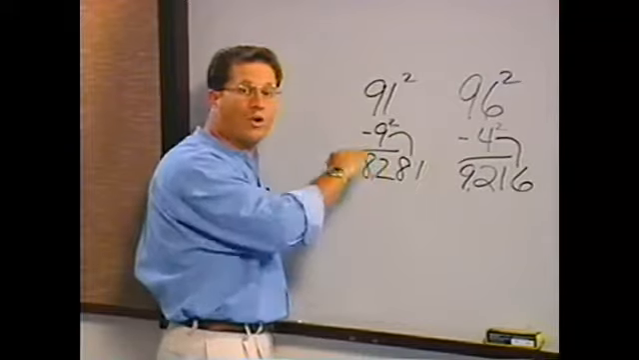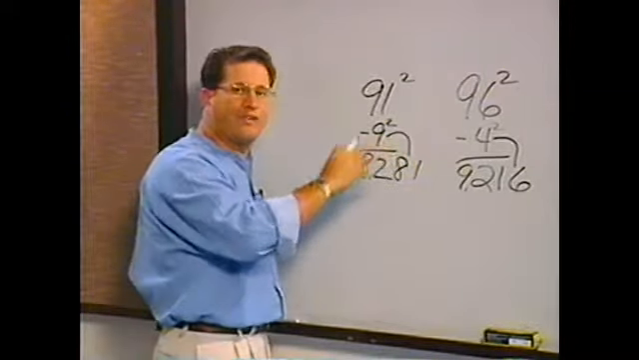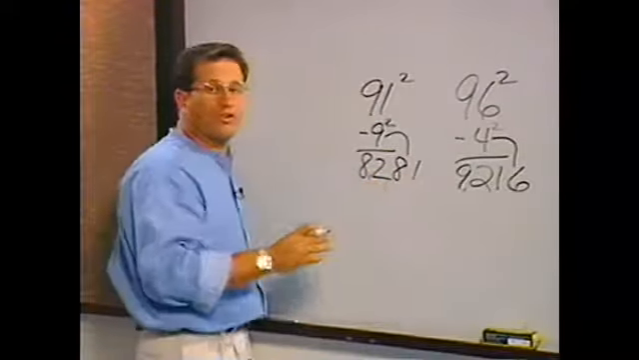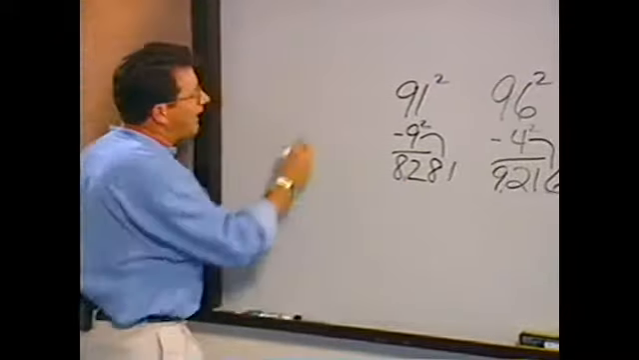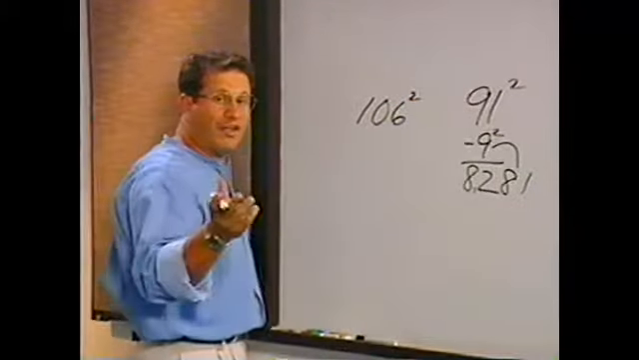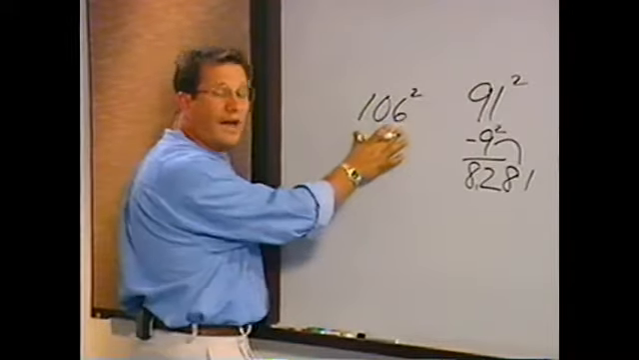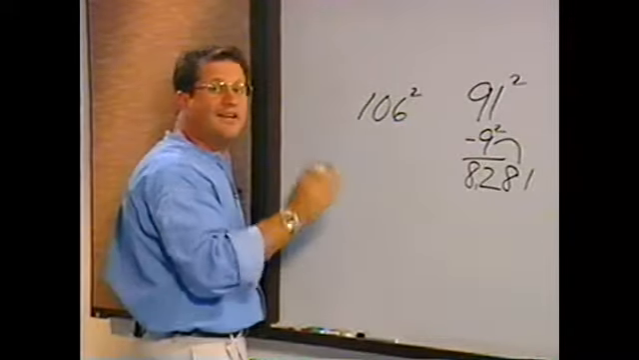Very simple trick. Works all the time. Gets a little trickier the farther you get away from 100 or 1,000 or 50, whatever you're using, but it always works. Now, what if I gave you 106 squared? Now, same concept as complementary multiplication, sort of. This is close to 100. How far over 100 is it?